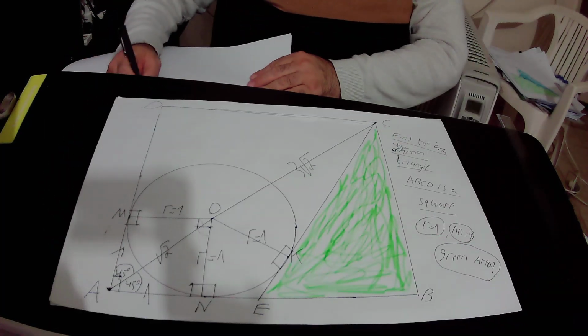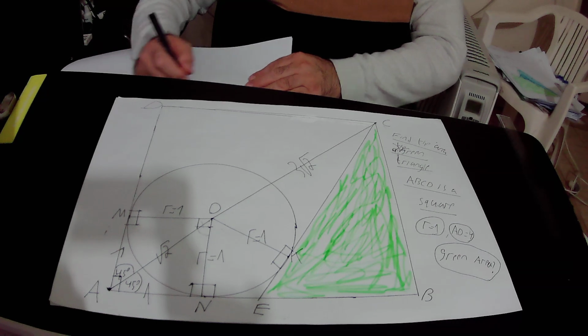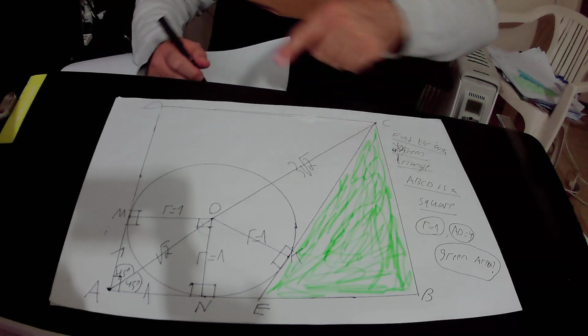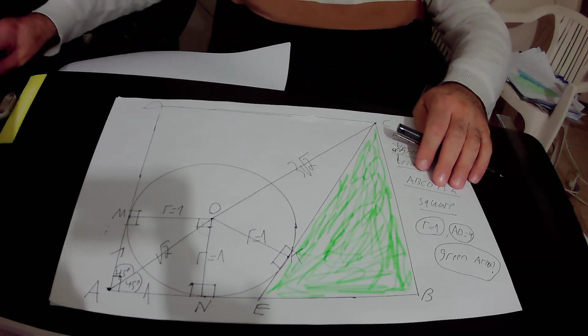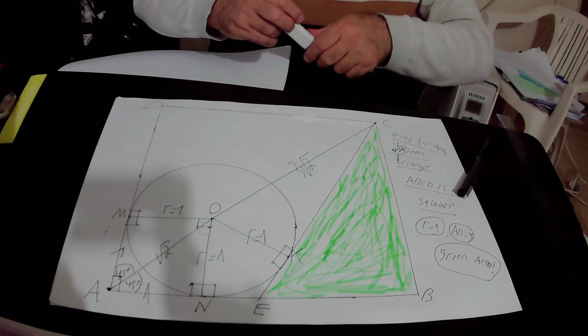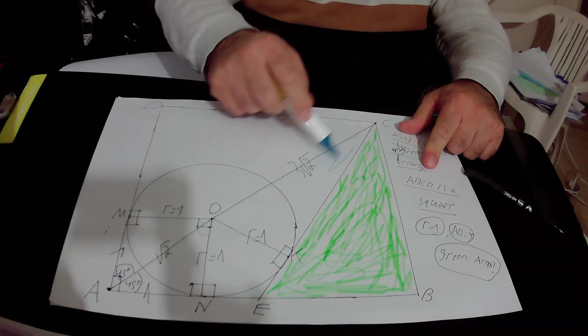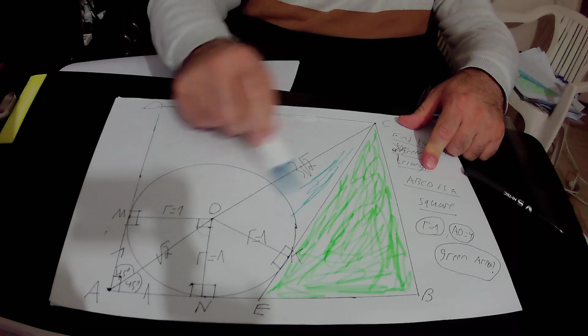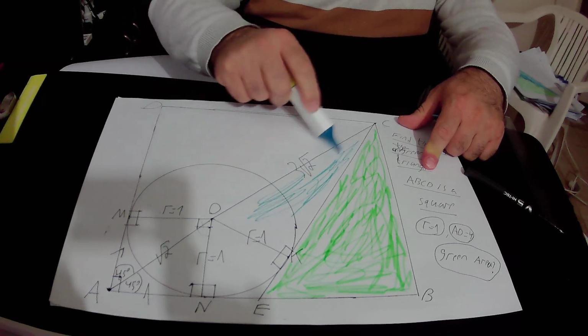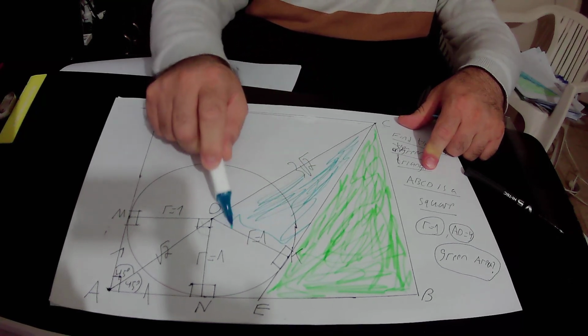So in the next step, we will focus on the right triangle, triangle COK. We'll focus on the blue right triangle, triangle COK.